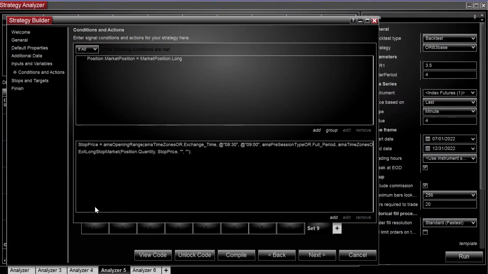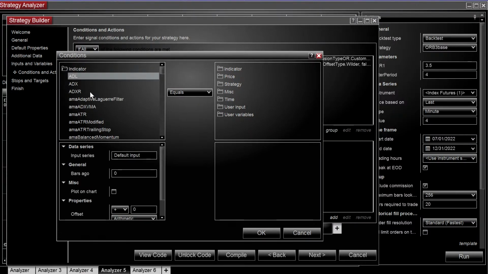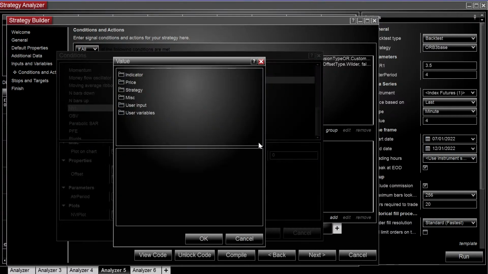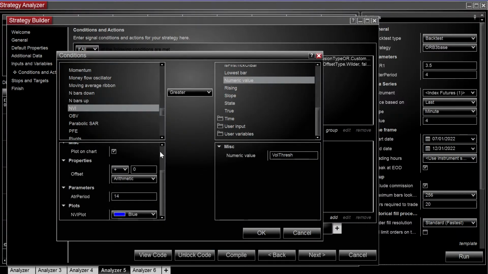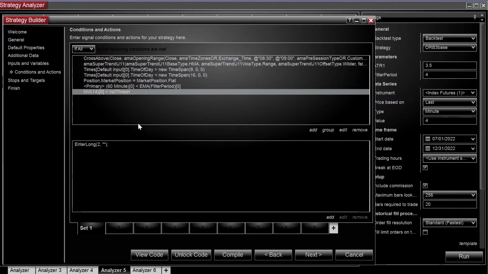Go to conditions. Now we're going to go to the NVI. Apply it on the chart. Set the period to 14, greater than our threshold. NVI greater than our threshold. So now, right off the bat, this is acting like a filter. It's not what we want. It's not the purpose of this.